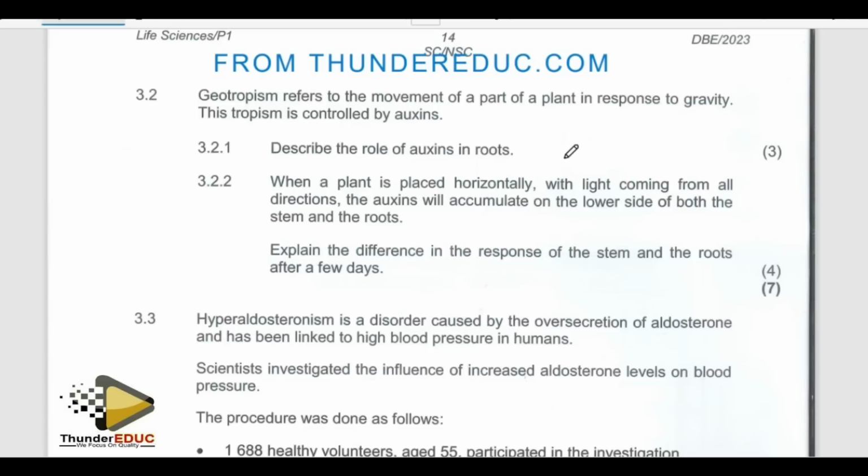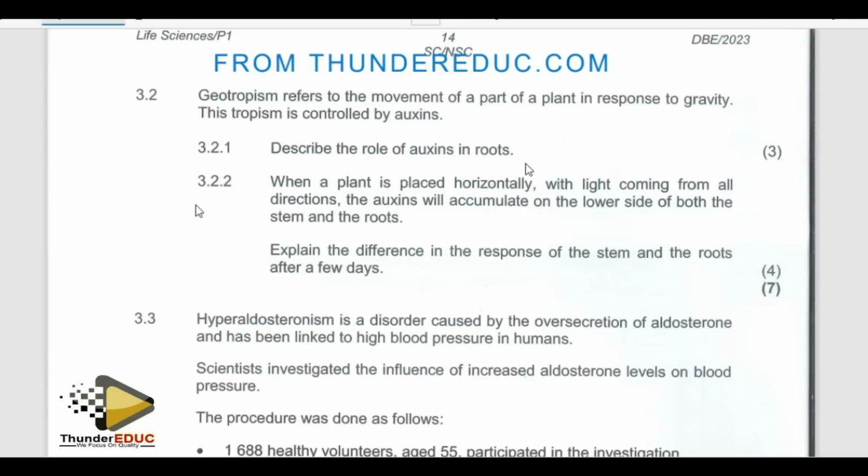Describe the role of auxins in the roots. Basically, auxins are found at the tip of the root. And auxins bring about growth. So the first role is it brings about growth. But how does it bring about growth? The part which has a high concentration of auxin will have growth inhibited. So basically, that's what you talk about, meaning that the part which has a low concentration of auxin will grow faster, and then bring about the bending action of the root.